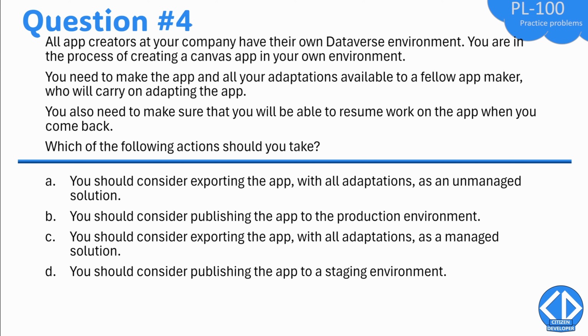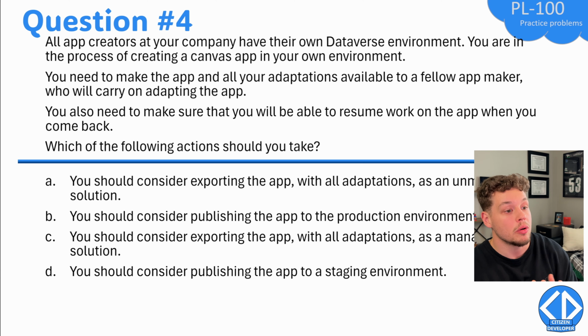You're in the process of creating a Canvas app, and you need to make the app and all your adaptations available to another app maker who will be carrying on adapting or editing the app. You also need to make sure you'll be able to resume work on the app when you come back. Which of the following actions should you take?